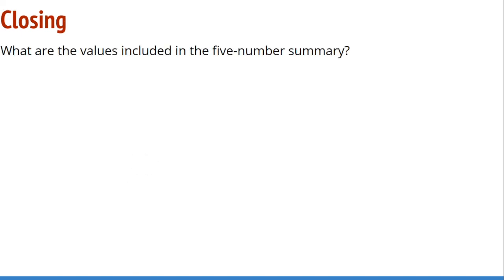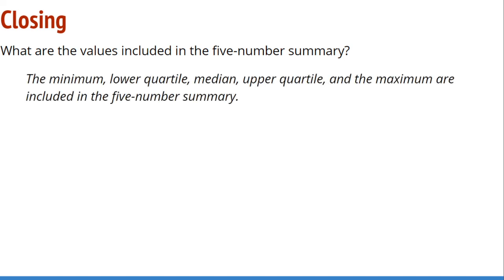All right, so quick closing here. So what are the values included in the 5-number summary? So stop and think about that. What goes into the 5-number summary? We've got the minimum, the lower quartile, the median, the upper quartile, and the maximum. These are the 5 numbers in the 5-number summary.